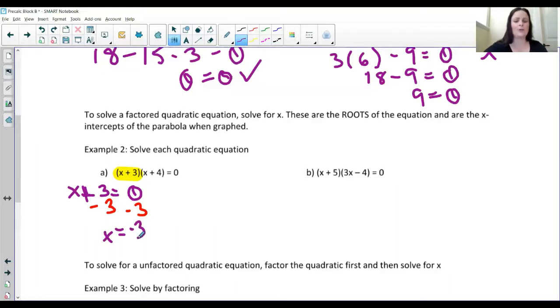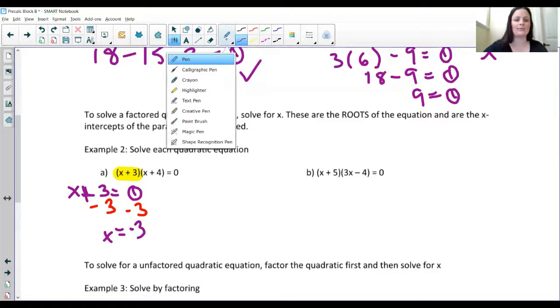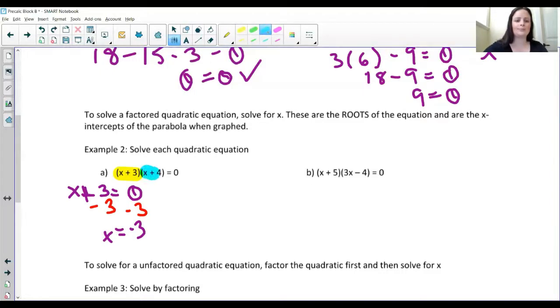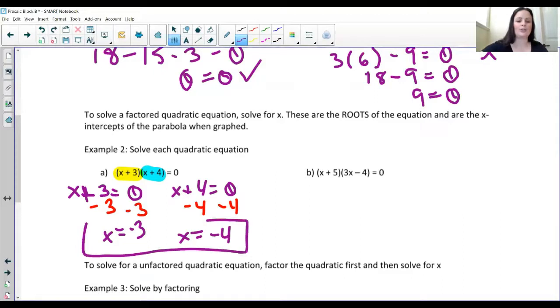If we were to plug in negative 3 into the original equation, the first bracket would equal 0, the second bracket would equal 1, and 0 times 1 equals 0. Let's go ahead and do the second bracket that I've just put in blue. So we have x plus 4 can also equal 0. So we subtract 4 from both sides. And that means x can equal negative 4.